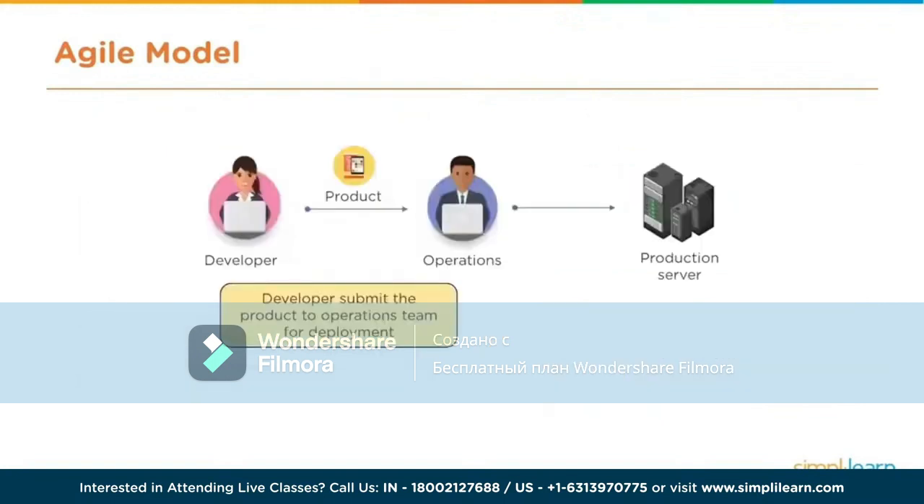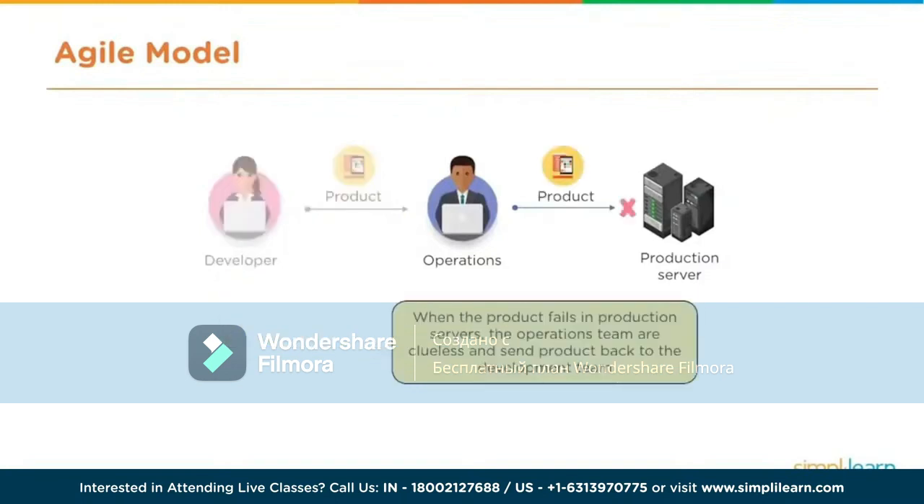So here we have a breakdown of that process with the developers submitting their work to the operations team for deployment. And then the operations team may submit their work to the production servers. But what if there is an error? What if there was a setup configuration error with the developer's test environment that doesn't match the production environment?